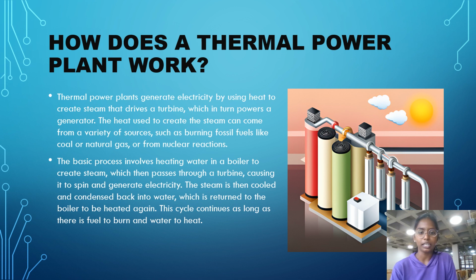Now let's talk about the condenser. After passing through the turbine, the steam enters the condenser where it is cooled and condensed back into water. The process creates a vacuum that helps maximize the efficiency of the steam turbine.